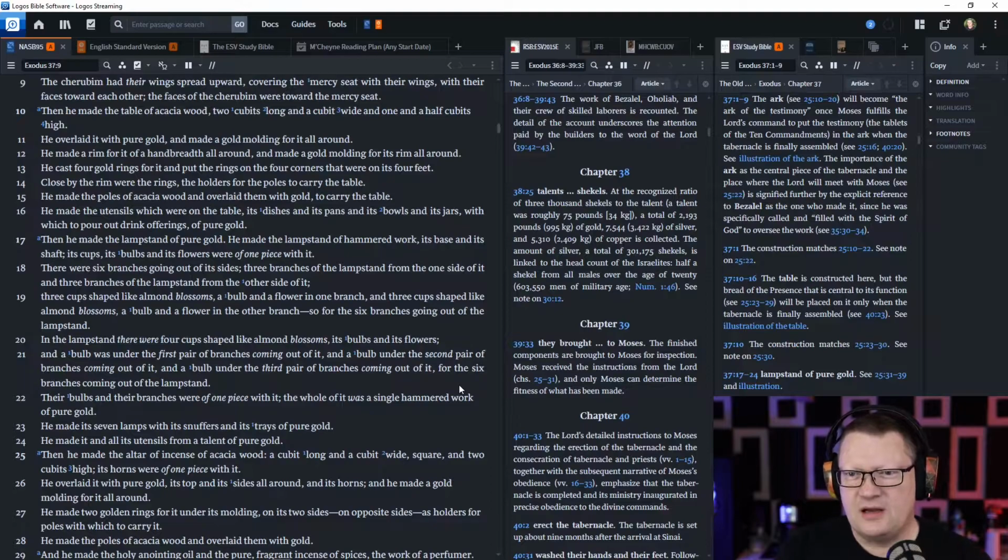In the lampstand, there were 4 cups shaped like almond blossoms, with its bulbs and its flowers. And a bulb was under the first pair of branches coming out of it, and a bulb under the second pair of branches coming out of it, and a bulb under the third pair of branches coming out of it, for the 6 branches coming out from the lampstand. Their bulbs and their branches were of 1 piece with it. The whole of it was a single hammered work of pure gold.